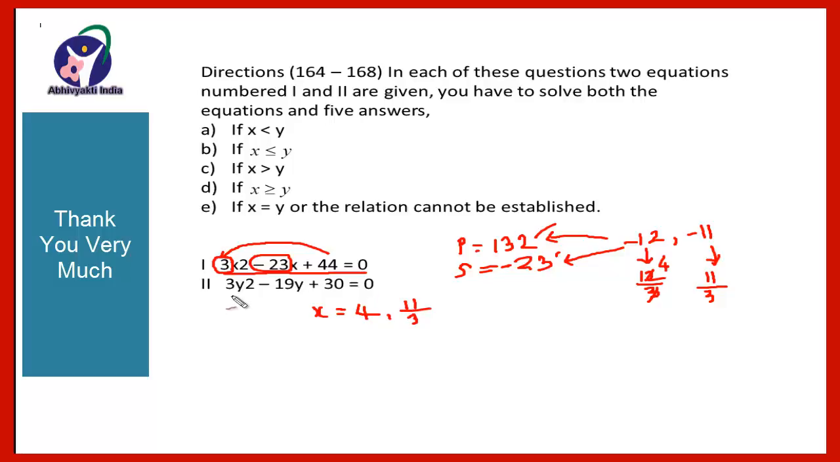Now we will solve the second equation, that is 3y square minus 19y plus 30 is equal to 0. We multiply 30 and 3. So we require the product as 90, and the sum should be the coefficient of y, that is minus 19.